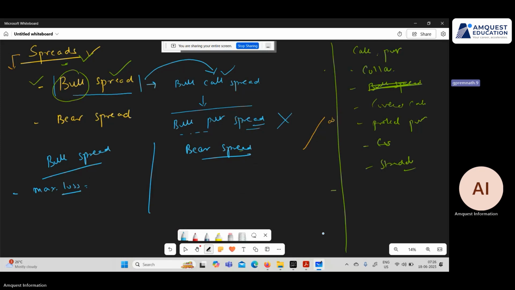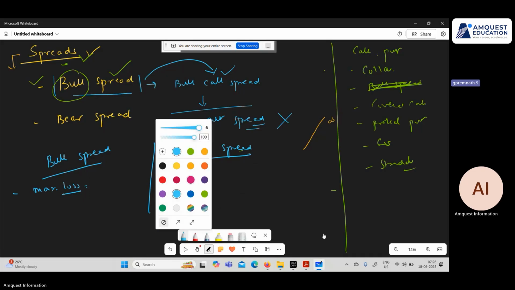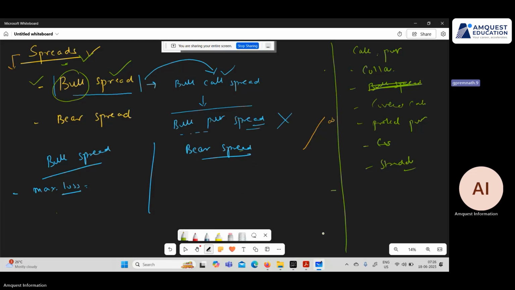the premium you've paid to buy the call minus the premium you've received to sell the call, and usually you buy. Can I say that is going to be a net premium paid? Yeah, correct. Obviously, it can never be negative, as in there cannot be a possibility that I can pay less and get more. No way. So it is going to be net premium.